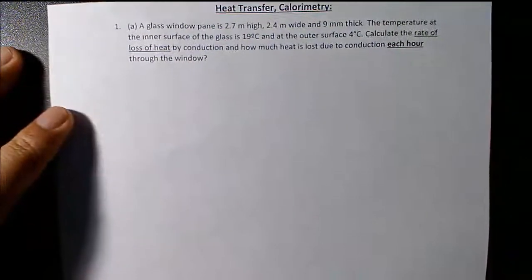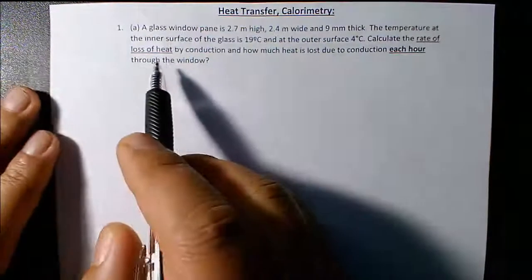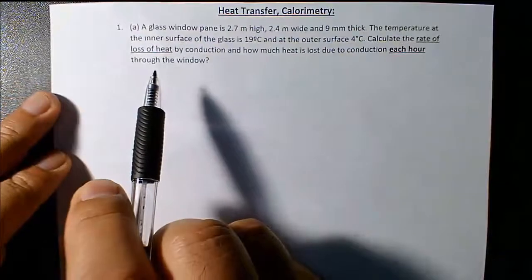These are some sample example problems on heat transfer. Here's the first question on conduction, the transfer of heat through conduction.